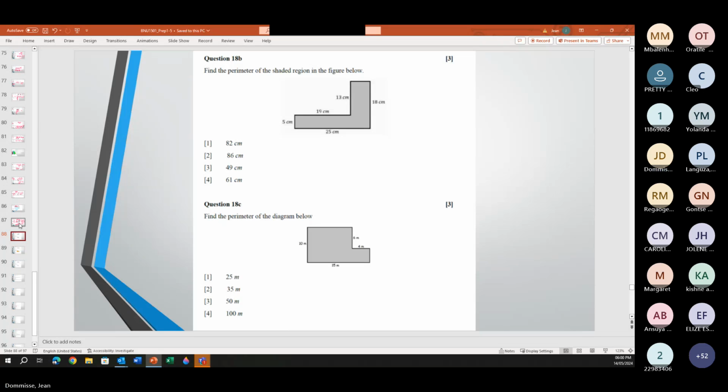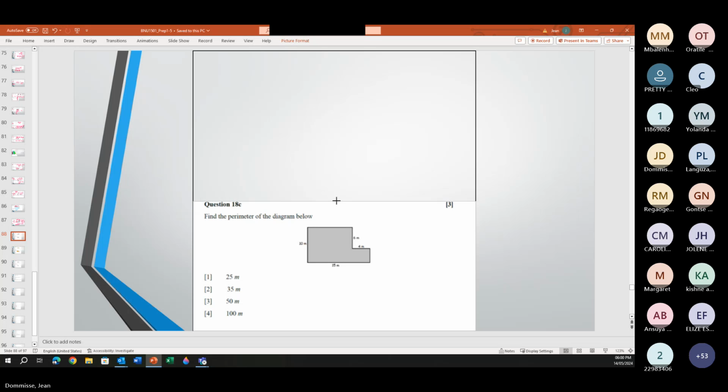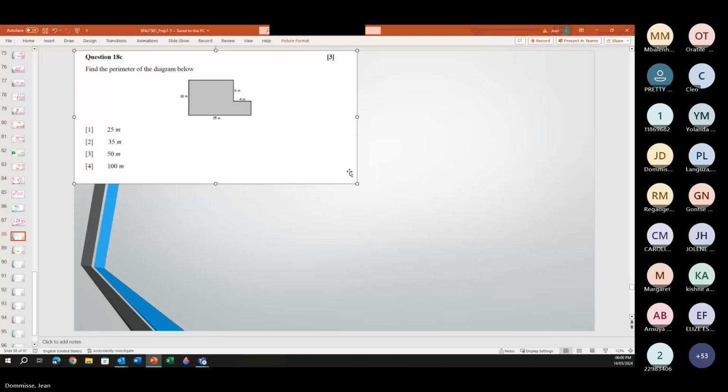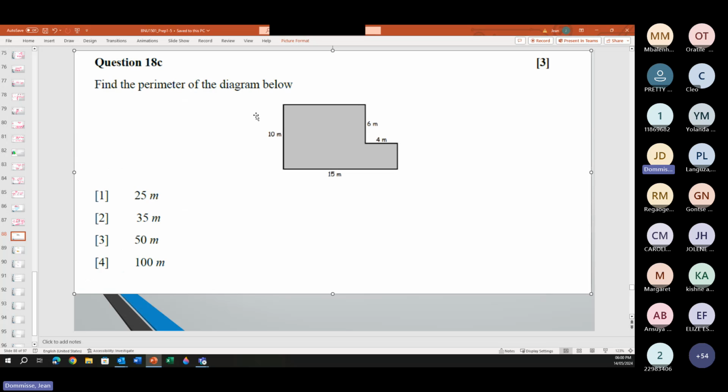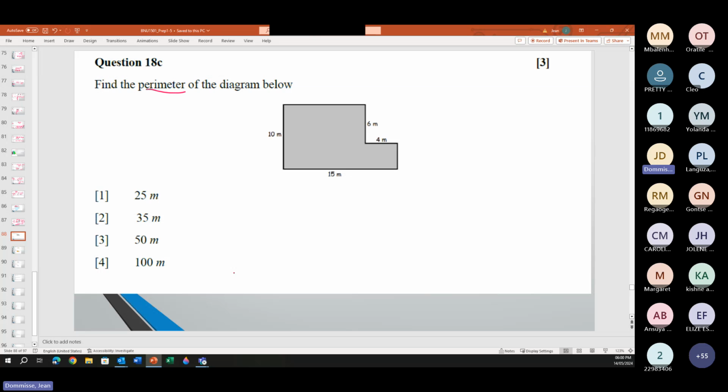Okay, so now let's do another one, very similar. Let's just quickly look at this one. Again, perimeter. So that side we have is 10, that one we have as 6. So what is that portion? 10 minus 6 is equal to 4.